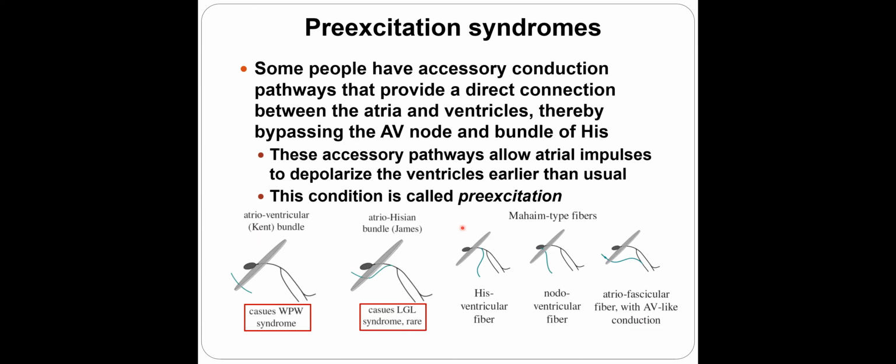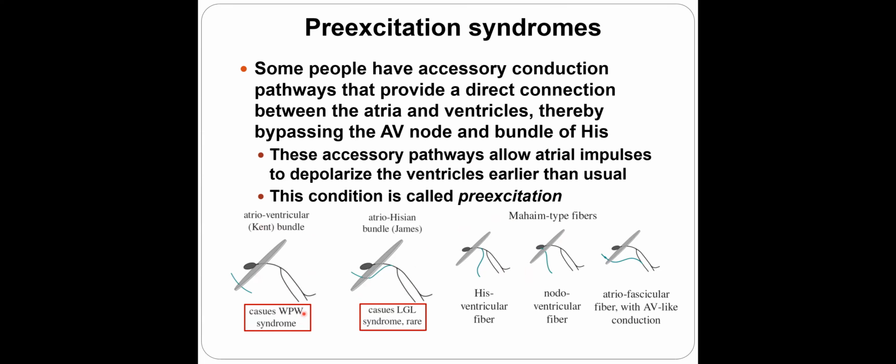All right, now let's summarize a little bit about the pre-excitation syndrome when we do have a faster conduction. There is only one area where we can have a faster conduction, and that's the AV junction. There are 2 major types of this pre-excitation syndrome. Of course, there are more, but what we learned, we do have the WPW syndrome or the LGL syndrome.